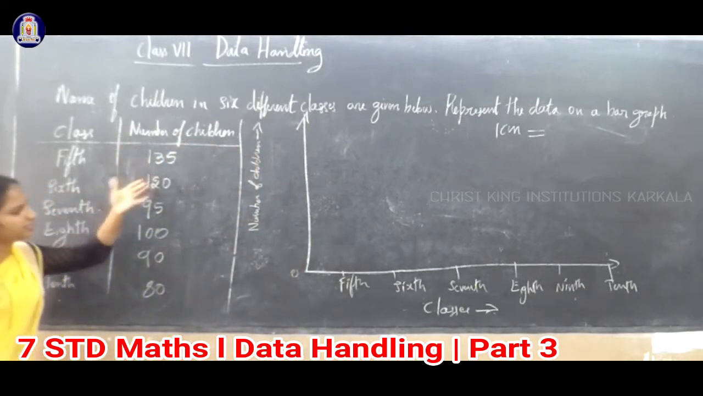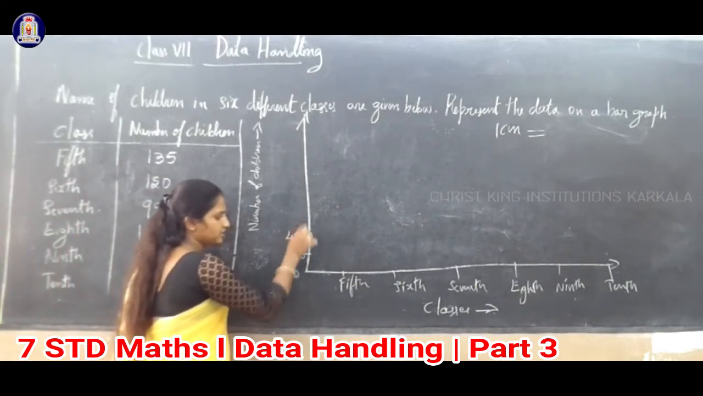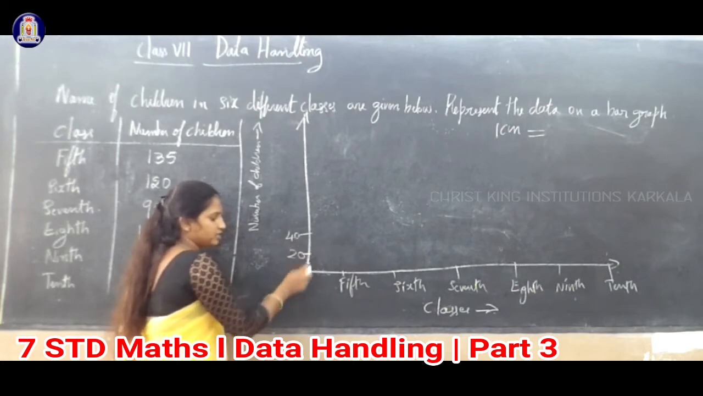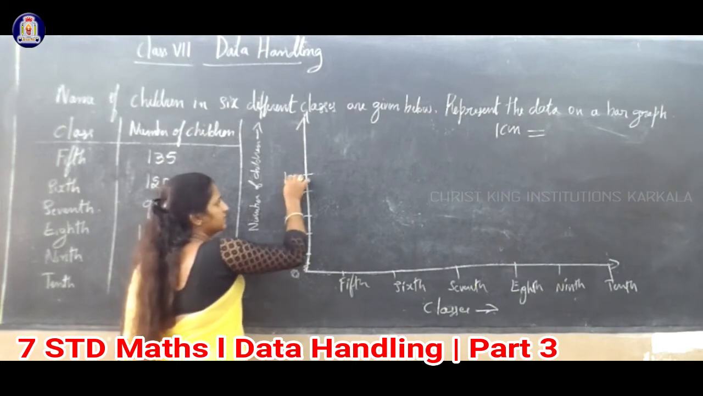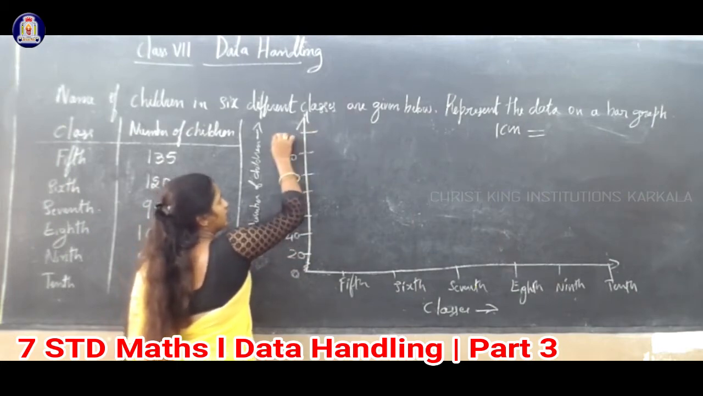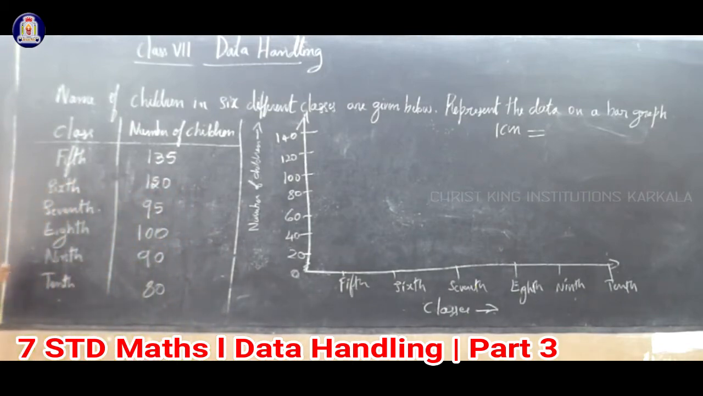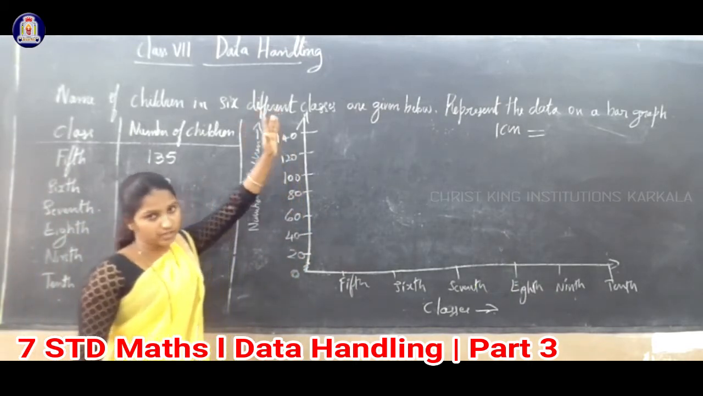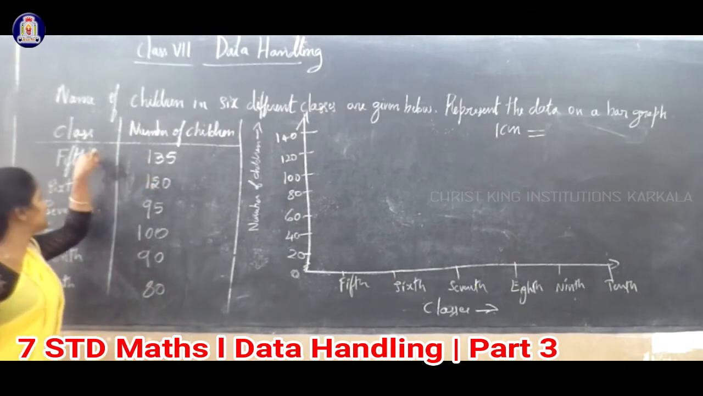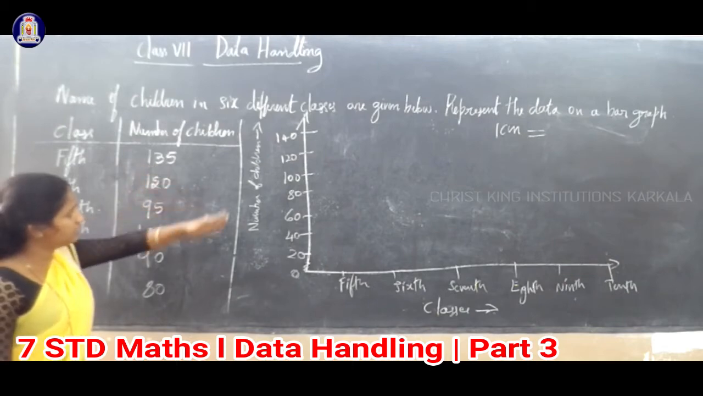So it's better to consider 0, next 20, 40. So this is 0, 20, 40, 60, 80, 100, 120, 140. This is the number of children in the vertical column. That is your wish. You can write this as 10, 20, 30, 40 up to 140 because the maximum number of students in class 5th is 135. Clear?